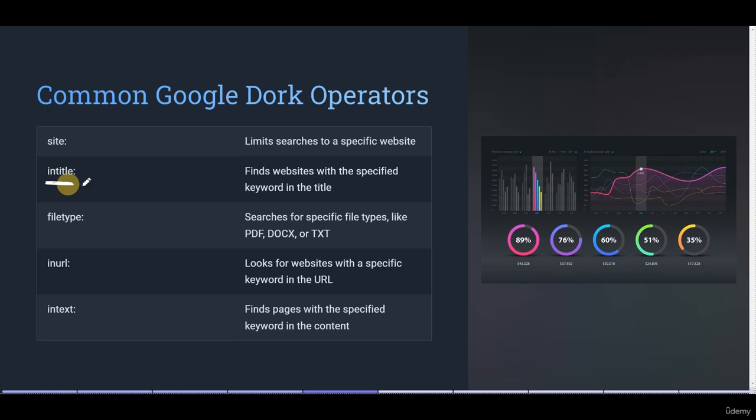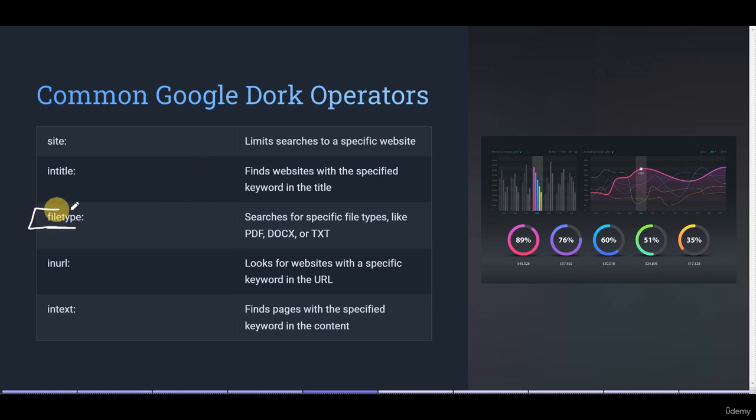After that, we have in title. It finds websites with a specified keyword in the title. Like in bug bounty, there is a very common in title operator which is known as admin. We can go ahead, type in title and then admin into the search bar, which would give us access to all the admin panels which are there on the internet, and make sure to use them ethically and report them to the specific bug bounty programs, which we'll be discussing later in the section.